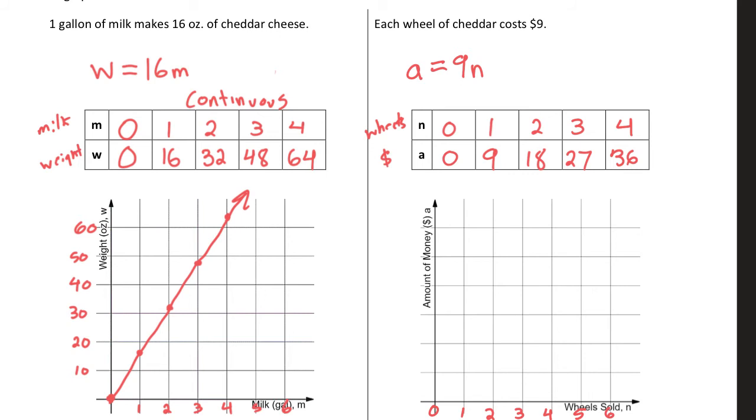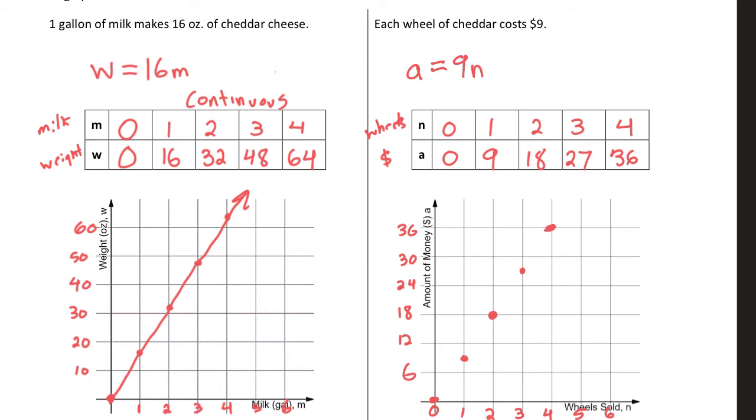So what I'm going to do for this one is make my graph go up by, let's have it go up by 6s. I know that's kind of weird. 6, 12, 18, 24, 30, 36. Because then I go 0, 0. One wheel is $9, so it's going to be about halfway in between 6 and 12. 2 wheels is $18. 3 is 27, so between 24 and 30. And then 4 wheels is right on 36.